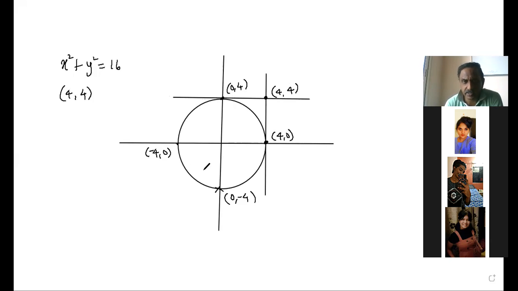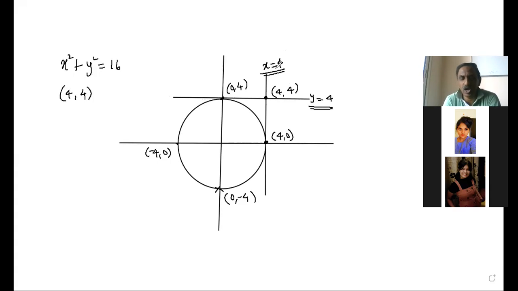So they are also the tangent to the circle. This is X equal to 4 and this Y equal to 4. That's the answer. Did you follow this? Yes, sir. So how many such cases will come where slope will be infinity or slope is 0? 4 cases will come. Another point that you will have the same problem is over here.